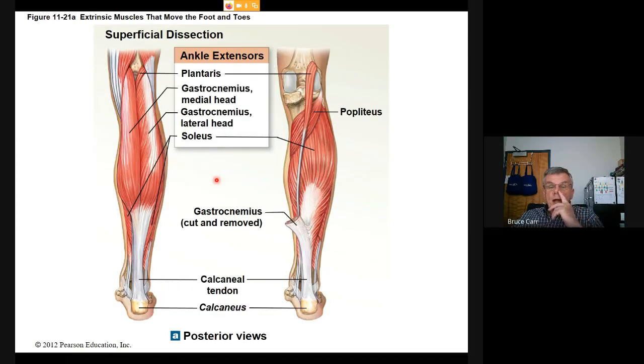Down to the posterior view of the calf, and we can see what we will call ankle extensors. The main muscles shown here are attached high up, sometimes crossing the knee and actually attaching to the femur, but traversing the entire tibia and fibula region.